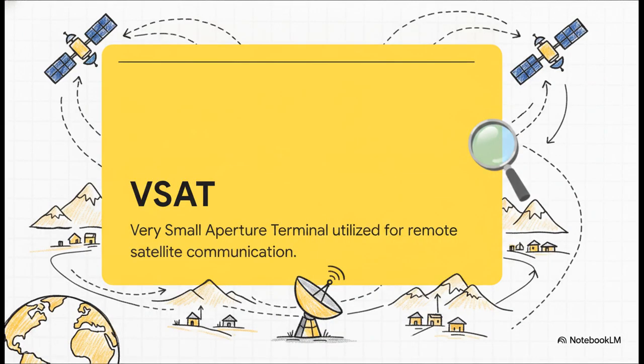But wait, what happens when you're in the middle of nowhere and you can't just lay down a fiber optic cable or pop up a 5G tower? That is exactly where VSAT saves the day. VSAT stands for Very Small Aperture Terminal. If you're a networking nerd, you already know this is the absolute backbone of remote satellite communication. For anyone in an isolated geographical area, that little VSAT dish is literally their lifeline to the global network.